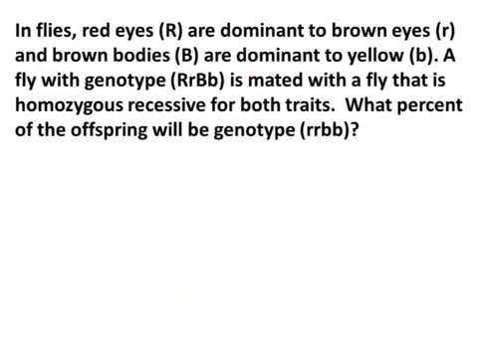Okay, so let's walk through a couple of dihybrid word problem examples. In flies, red eyes are dominant to brown eyes, and brown bodies are dominant to yellow. A fly with a genotype big R, big B, little b, so heterozygous for both, is mated with a fly that is homozygous recessive for both. What percent of the offspring will be homozygous recessive for both? So remember, our first thing is to set up our cross. I've got one parent that is big R, big B, little b, crossed with the other parent that's homozygous recessive for both.